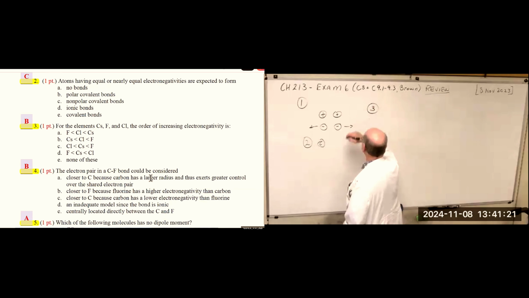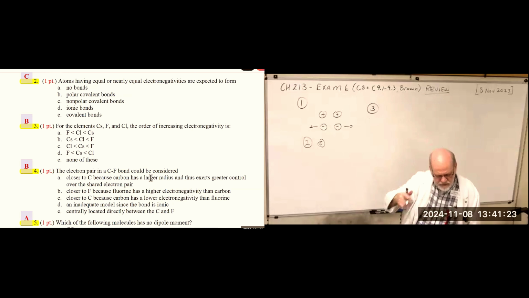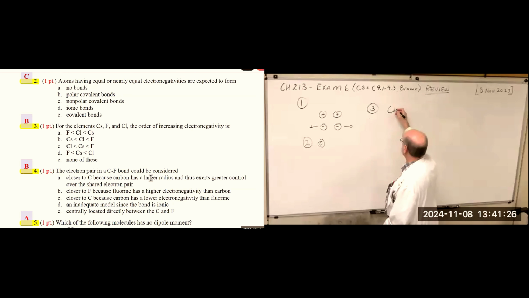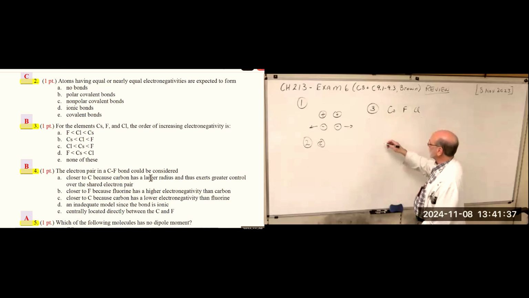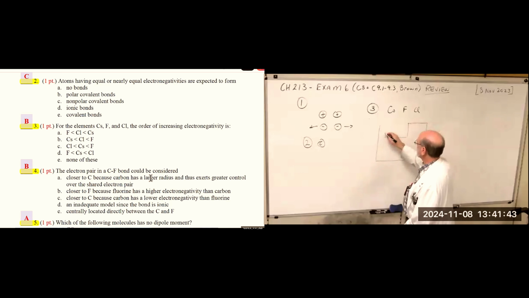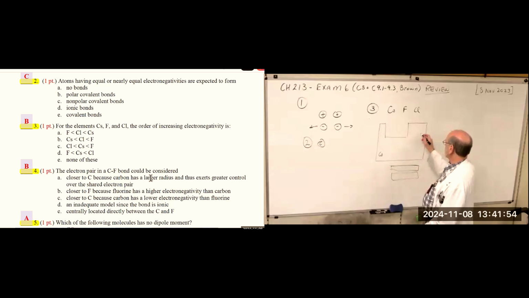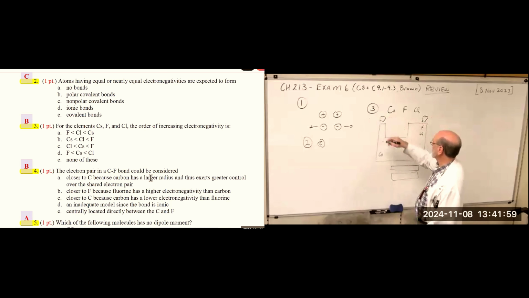Number 3. The elements cesium, fluorine, and chlorine, in order of increasing electronegativity. All right, we look at the position on the periodic table for these. Cesium is way down here. Chlorine is up here, and fluorine is up there. Helium's there, and hydrogen's there.